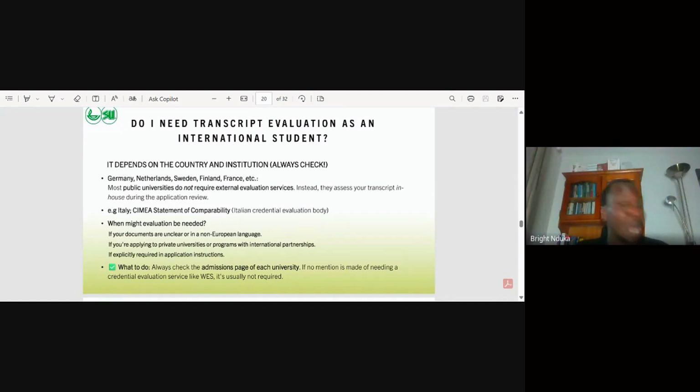If you are applying to private universities or programs with international partnership, or if it is explicitly required in the application instructions. So there are some that are explicit. I remember when I was applying for a scholarship, the Mandela Rhodes scholarship in South Africa, within Africa, they asked me to actually do a WES evaluation. I did the transcript evaluation, and it cost me some amount of dollars in rands. It's interesting how these things can be. So just prepare your mind for that.